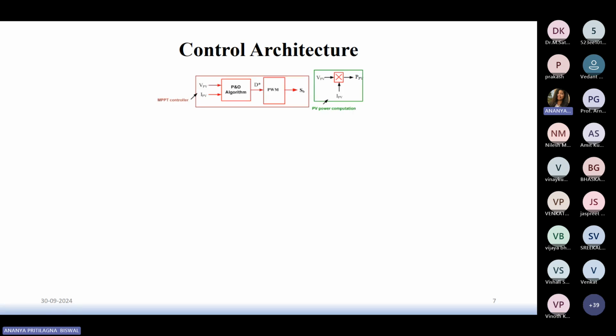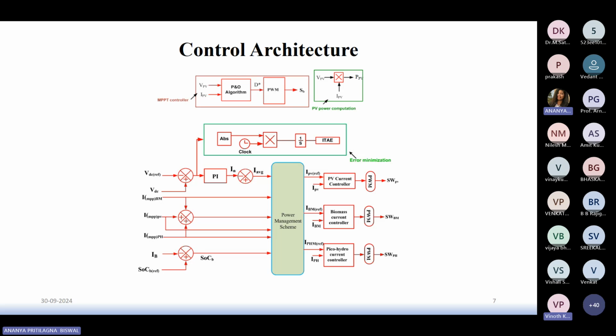The control architecture. First, for maximum power point tracking for the PV, we have considered VPV and IPV with the perturb and observe algorithm. We generate the duty ratio. From this duty ratio, by the PWM technique, we generate the pulse for the switch. Here VPV and IPV give us the PV power. So this is the whole complete control architecture.